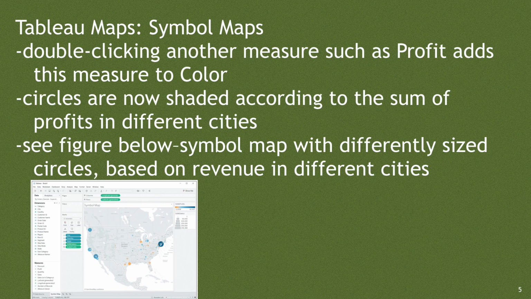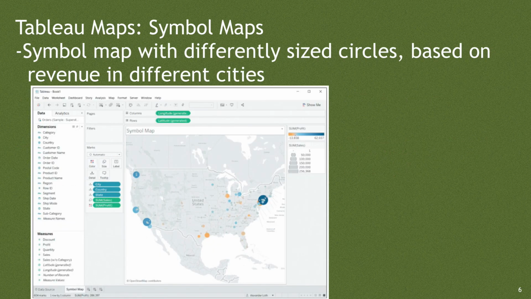When you double-click another measure such as Profit, it adds this measure to color as well. Circles are now shaded according to the sum of profits in different cities, and you can see that in the figure below. It's a symbol map with differently sized circles based on revenue in different cities. Again, more revenue, greater sized circle. And you can see this more specifically right here.